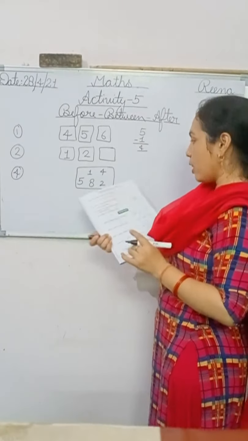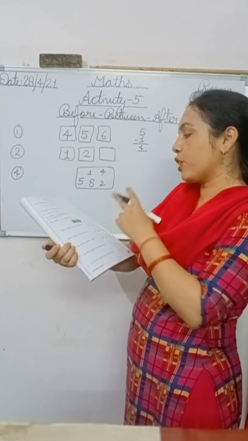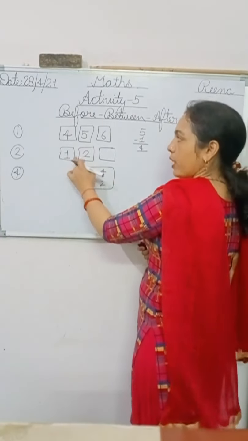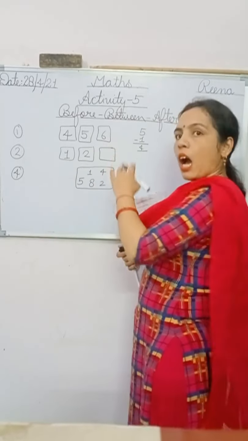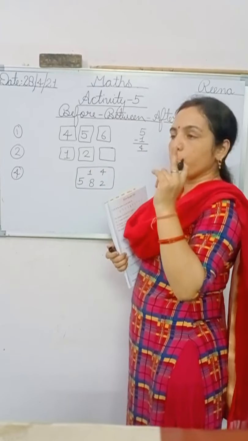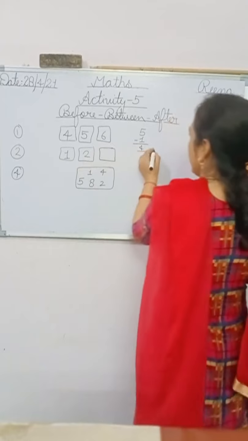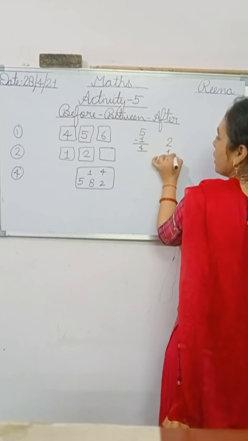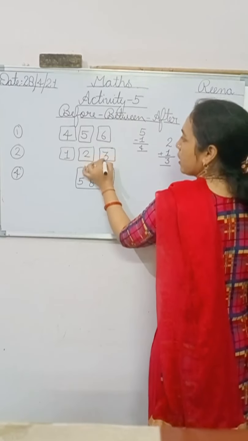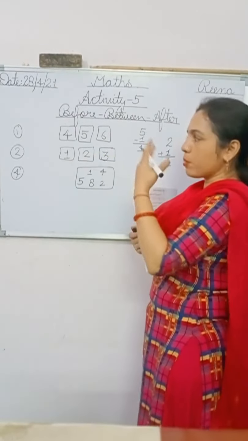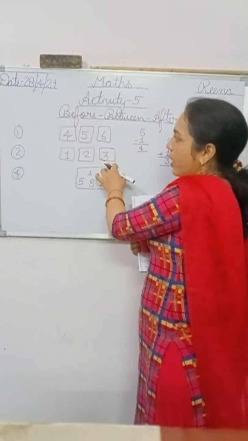Is it clear? Now in the second question you have been asked which number comes just after 2. You have been given 1 and 2. Tell me which number comes just after 2. For just after 2, you add 1 to the given number. That means you add 1 to 2. Like this, 2 plus 1 is what? 2 plus 1 is 3. Now write here 3. For just before you subtract 1 and for just after you add 1.